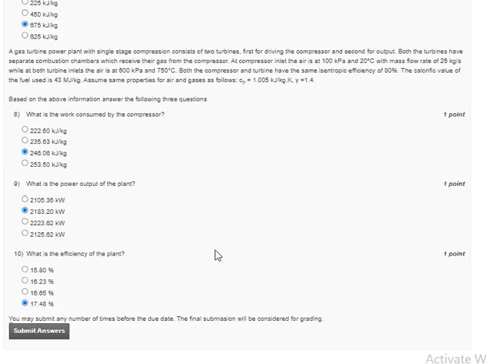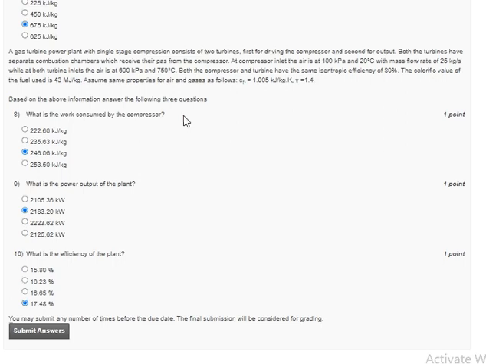Next question. It is a numerical question. A gas turbine power plant with single stage compression consists of two turbines, first for driving the compressor and second for output. Both the turbines have separate combustion chambers which receive their gas from the compressor, and all the data are given, and we will have to find these three quantities. What is the net work? What is the work consumed by the compressor?